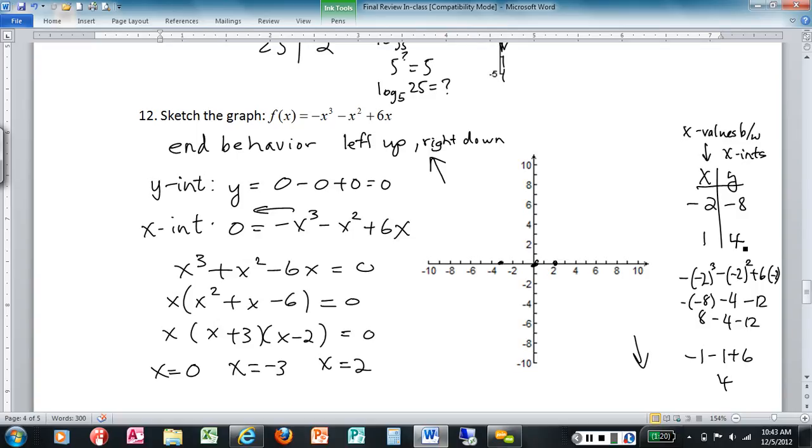So that gives me two other points to shoot at here. So we've got negative 2, negative 8. Whoops, negative 2, negative 8. Go here. And then at 1, I'm at 4. So I know my ends, so I've got to come in here like this. Remember, it's a smooth connected graph. Something like that. That's what it should look like. The x to the 4th is similar with a different end behavior. Okay?